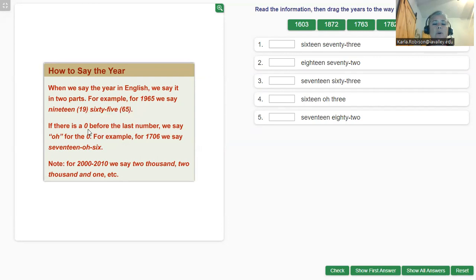If there is a 0 before the last number, we say O. And we don't say 0, okay? We just say O. So for example, in this number, we would say 1706. Okay, so again, we pair the first two numbers, 17, and since the second two numbers starts with a 0, we say O6, 1706.